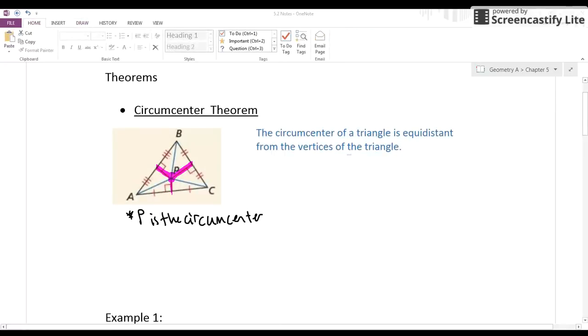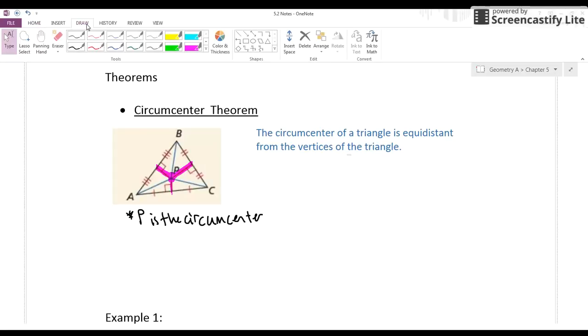All right, so our circumcenter theorem says that the circumcenter of a triangle is equidistant from the vertices of the triangle. So I'm going to make sure we write that down. Pause if you need to, so you can write when you're ready. Again, the circumcenter of a triangle is equidistant from the vertices of the triangle. Those pink segments showed us where the circumcenter is. Once I have my circumcenter, I'm going to look at the distance from the circumcenter to each of the corners of the triangle.